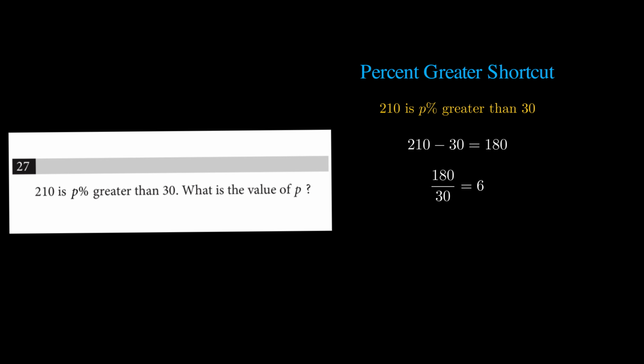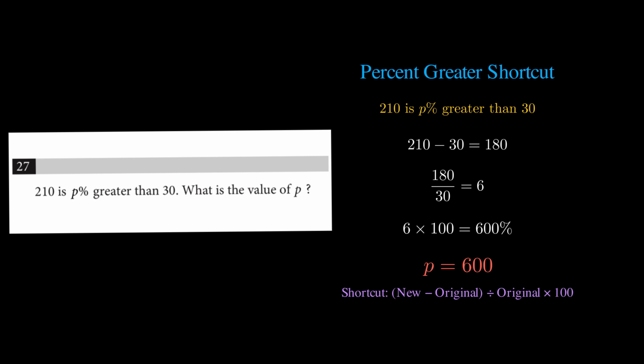So we divide 180 by 30. 180 divided by 30 equals 6. That means the increase is 6 times the original number. Now we convert that to a percent. 6 times 100 equals 600%. So p equals 600. Here's the shortcut you should memorize for the SAT. New amount minus original. Then divided by original. Then multiply by 100. If you do that cleanly, you'll never miss percent increase questions again.